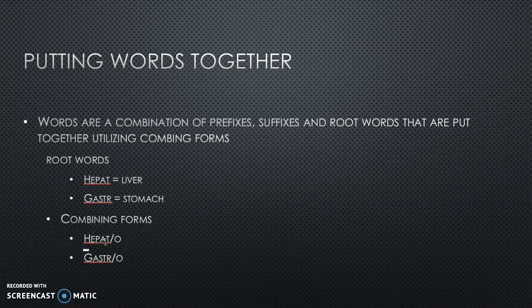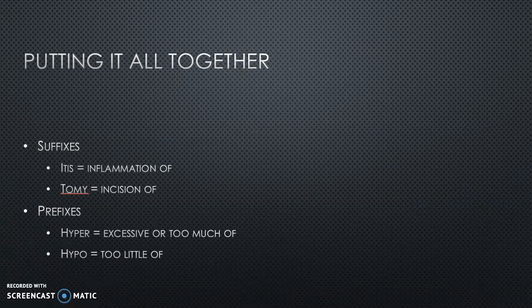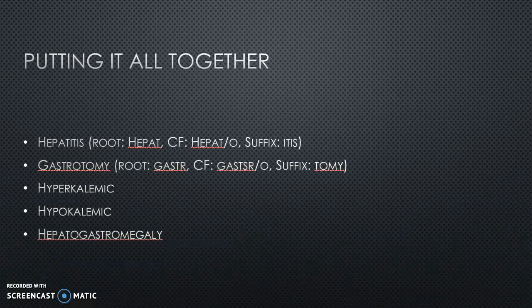So we have root words, and then we have their combining forms, which allows them to be linked to other things, suffixes or other root words. And then we have suffixes and prefixes, which we talked about. We have itis, we have tomi. Those are both suffixes. And then we have prefixes. And here's some of the most common: hyper and hypo. So how does this kind of all work together? And that's what this next slide is all about for you guys.